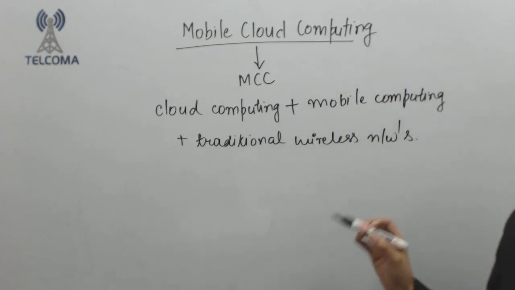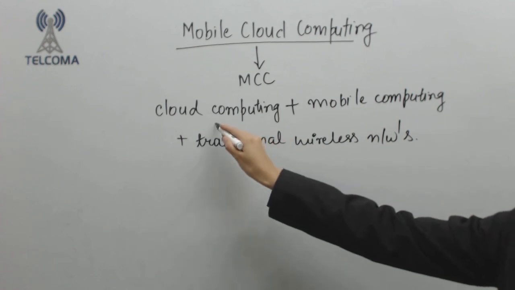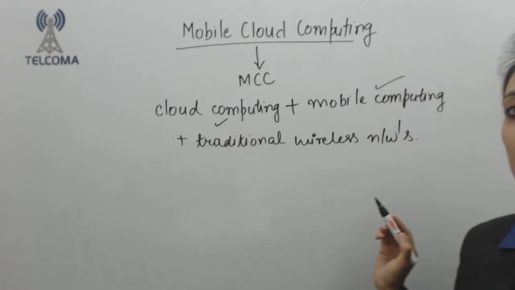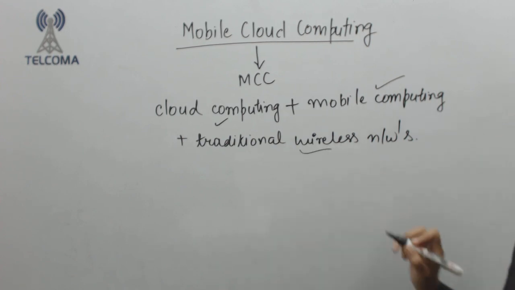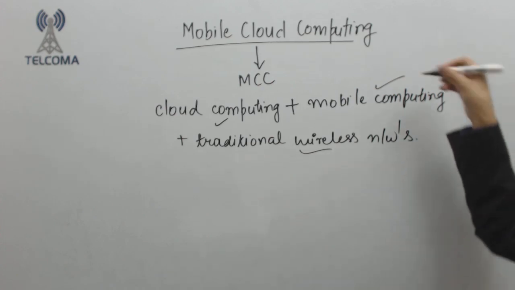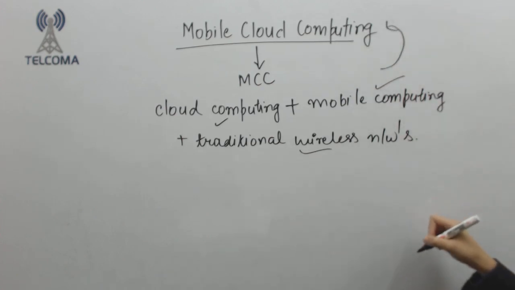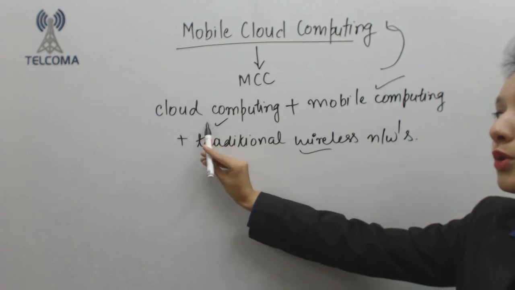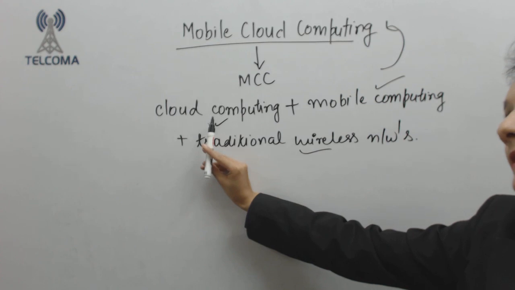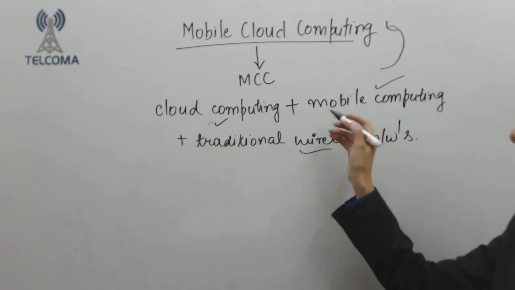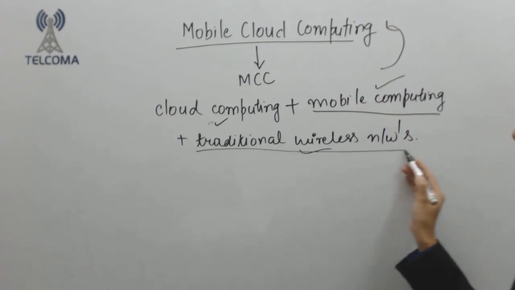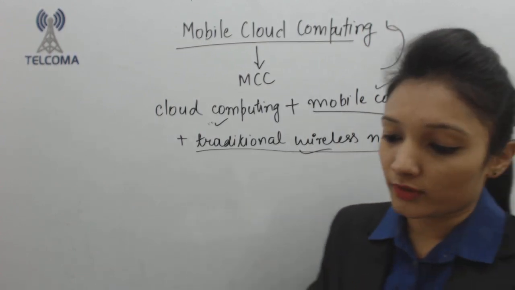That means it will incorporate the basic cloud computing platform for delivering the services with the mobile computing and the traditional wireless networks for the delivery. Each of these three components will form your mobile cloud computing. That means it will be storing the large data, and the services will be provided through the cloud server, the cloud providers, to the mobile devices with the help of these traditional wireless networks.